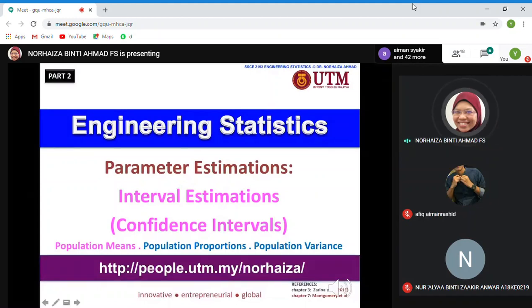Okay, let's start. Just to make sure you all can see my screen, correct?